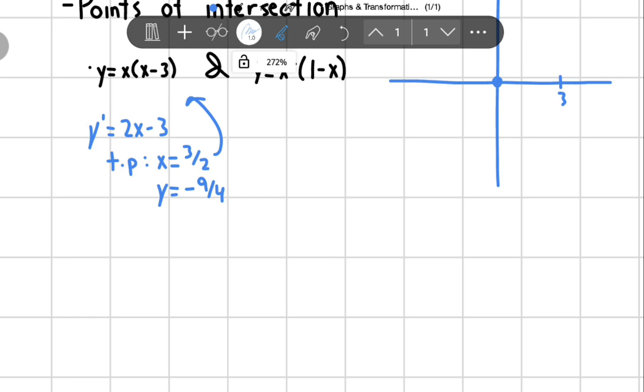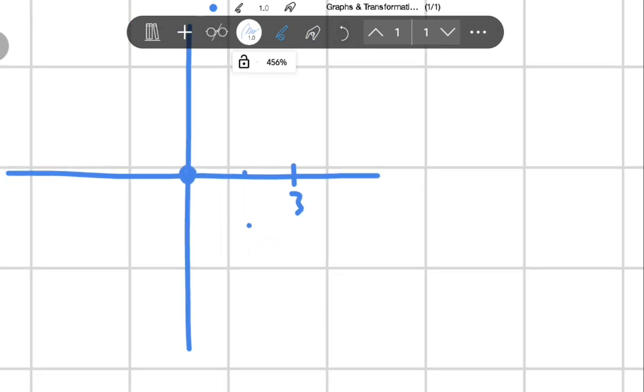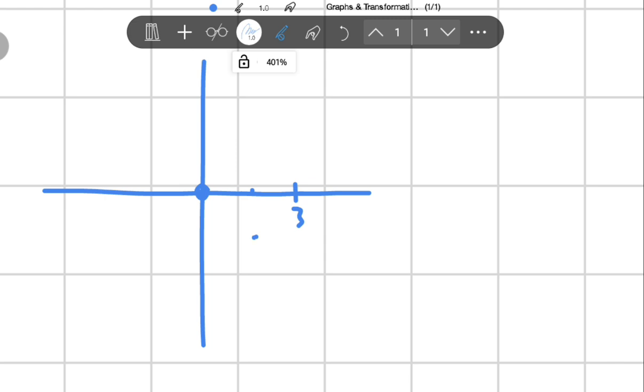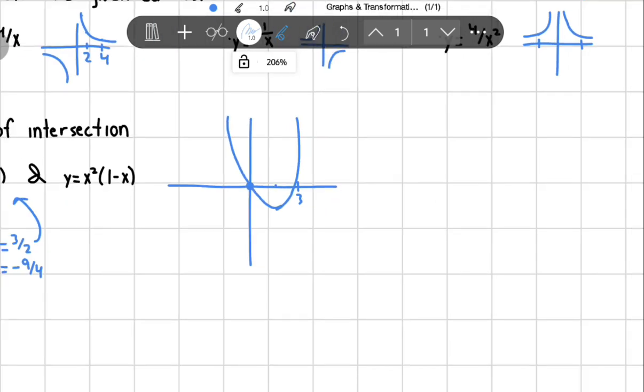So we know that it's going to be exactly in the middle, so let's just say somewhere here, and negative 2.25 somewhere here. Let's just do it like this. Keep in mind, obviously this is not the most accurate drawing, but you could say it will generally look like this. Yeah, let's just leave it at that.